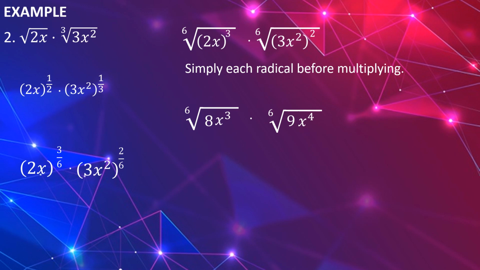So now we are ready to get the product of our transformed radicals. We copy the 6th root. 8 times 9 is equal to 72. x cubed times x raised to 4 is equal to x raised to 7. We can still simplify the radical by getting the 6th root of x raised to 7. So the simplified form now is equal to x times the 6th root of 72x.